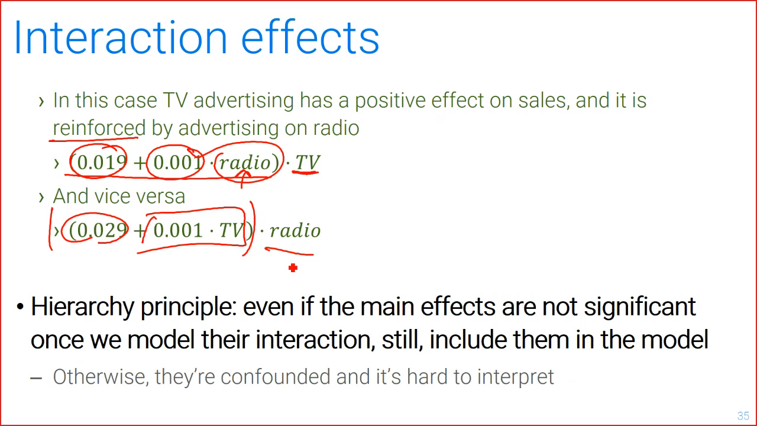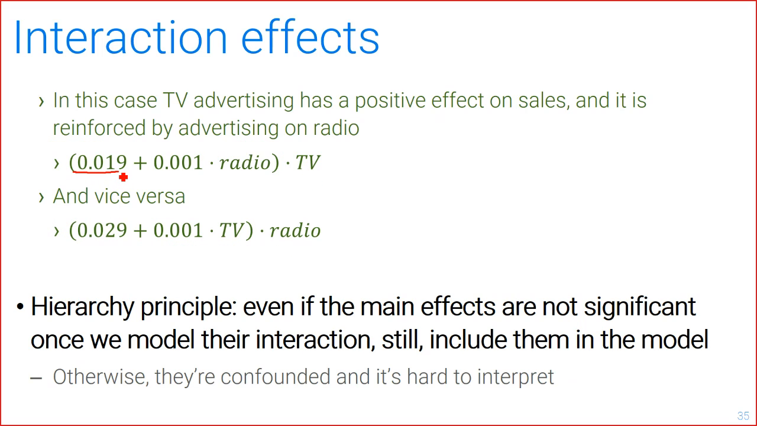And so if you think about it, spending time or money advertising on the TV is going to have a certain positive effect. And if we also advertise on the radio, it's going to reinforce that effect. So think about it. If you see an advertisement on the TV about something, you might be inclined to buy it. If you also see it or listen to it on the radio, you are more likely to buy it. So it reinforces your likelihood of buying the product if you listen in both of them as opposed to only one. This is where the interaction effect is measured in this case.